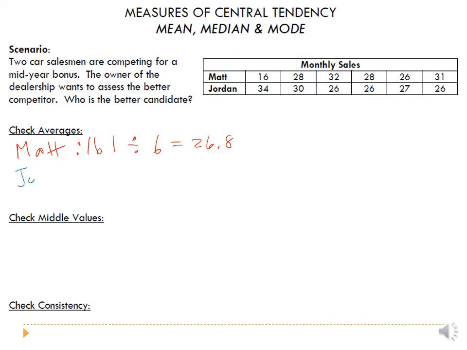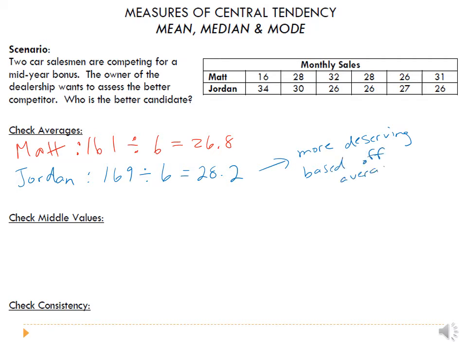Now let's check Jordan. Add up all of Jordan's numbers, 34 all the way across to 26. You should get 169. Divide by how many numbers he has, which in this case is still just 6. Using our calculator, 169 divided by 6 is 28, and when we round, 28.2. So based off averages, it looks like Jordan's more deserving so far. So we'll write more deserving based off average.